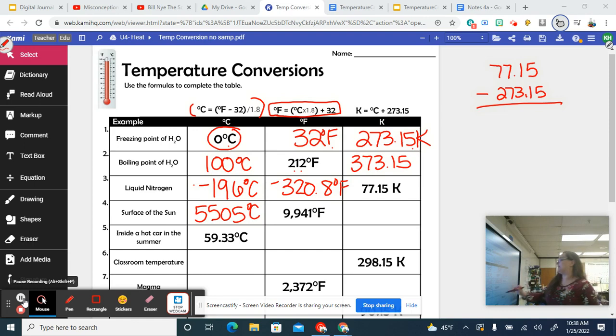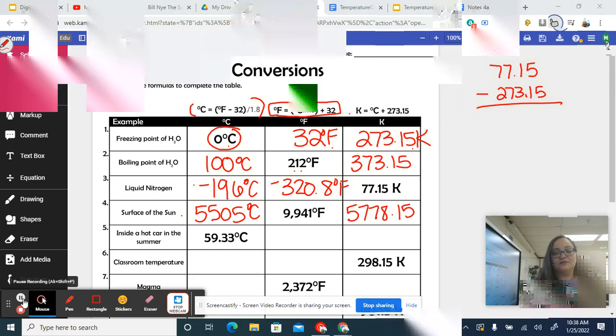All right, and then we need to do our Celsius to Kelvin. We just need to add 273.15, which equals 5,778.15. All right, look at the next one. Pause it, figure it out, come back for the answer.